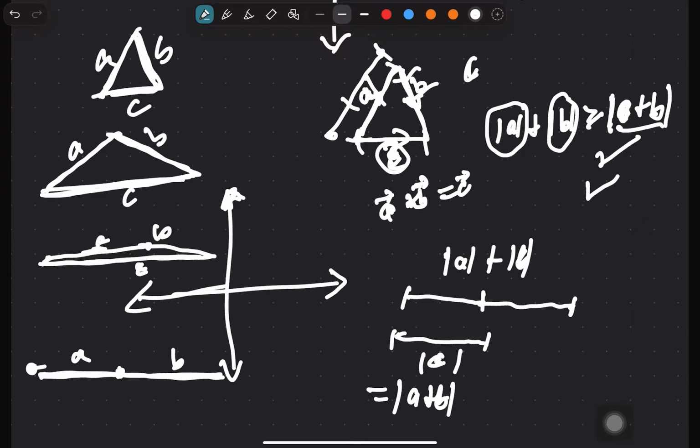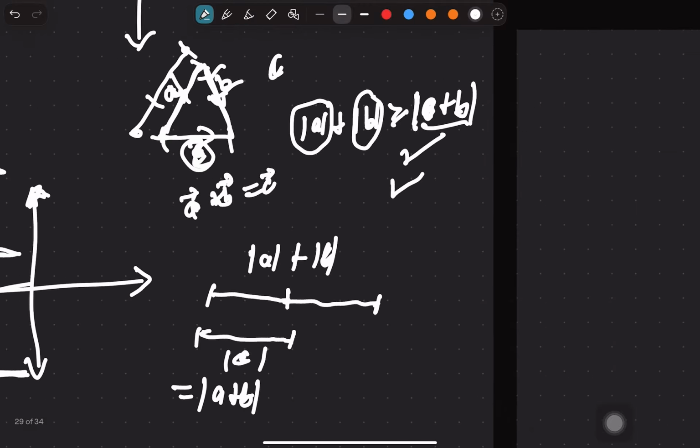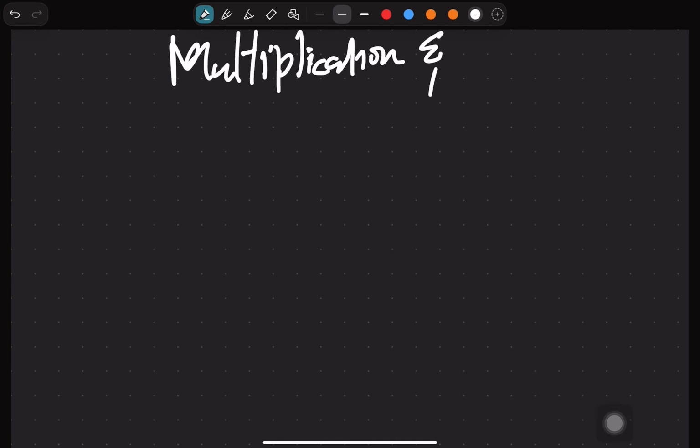Let's look at multiplication and division in the polar form.